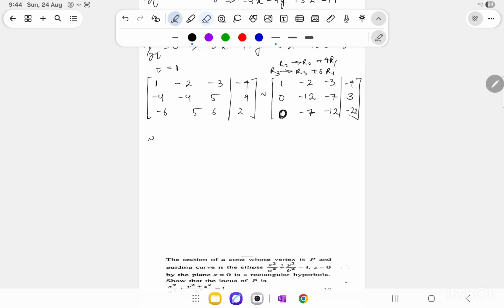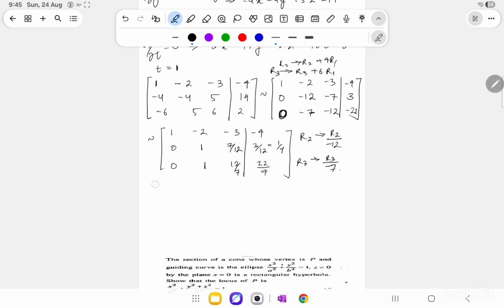So if I further simplify it, I will get 1 minus 2 minus 3 minus 4, 0, 1, 7 by 12, comma 3 by 12, which is 1 by 4, and 0, comma 1, comma 12 by 7, and 22 by 7. So I have used elementary operation R2 as R2 by minus 12 and R3 as R3 by minus 7. Further, I can use R3 as R3 minus R2.